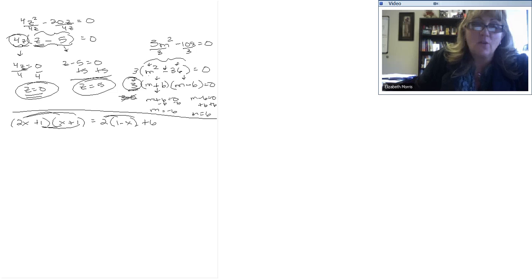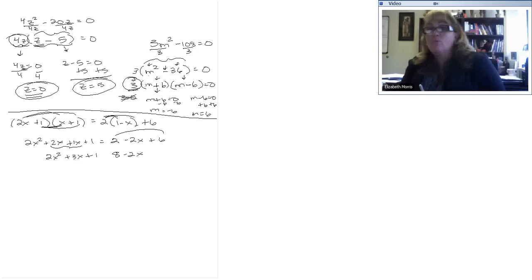In other words, 2x times x is 2x squared. 2x times 1 is 2x. 1 times x is 1x, and 1 times 1 is 1. 2 times 1 is 2, and 2 times negative x is negative 2x. All right, on this side, combine like terms. I have 2x squared plus 3x plus 1 equals, combine like terms here, 8 minus 2x.